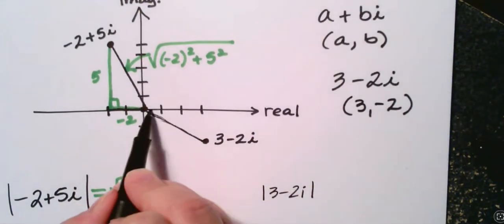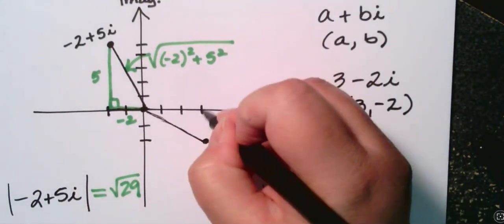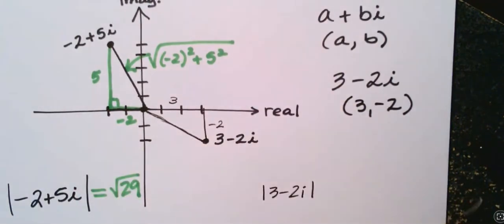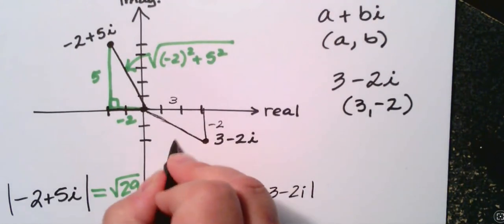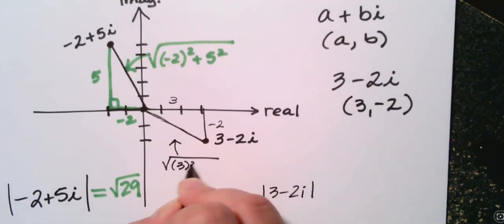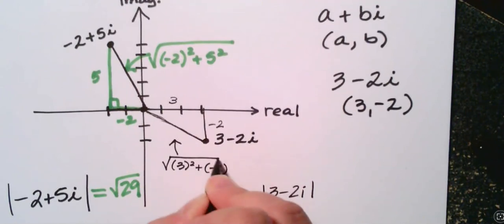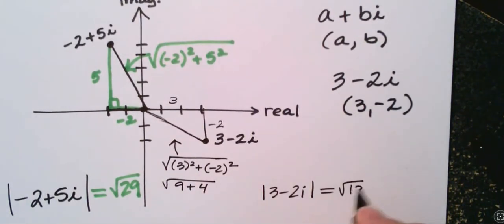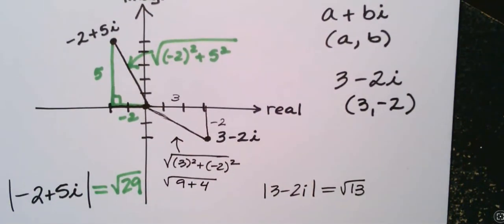So again, I'm going to think like Pythagorean theorem, and I'm going over 3 here and down 2 here. So if I want this distance, I'm going to do the square root of 3 squared plus negative 2 squared, which is the square root of 9 plus 4, which is the square root of 13. And that's the absolute value of 3 minus 2i.